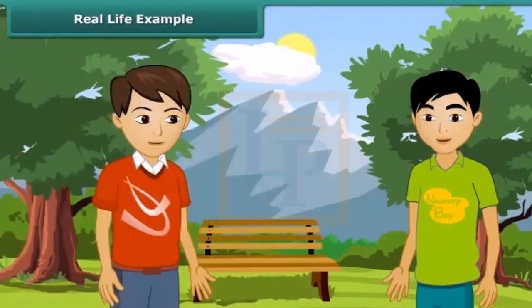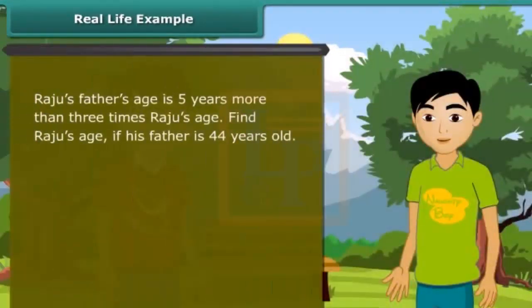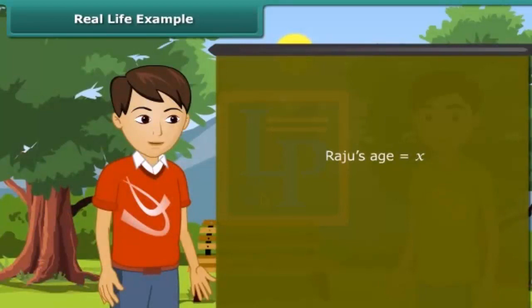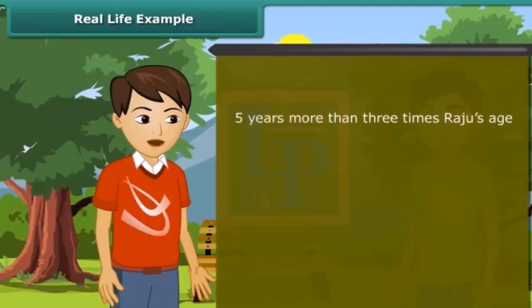Ajay, now you know how to solve the equation. There is one problem for you. Ask. Raju's father's age is 5 years more than 3 times Raju's age. Now find Raju's age if his father is 44 years old. We have to find Raju's age, therefore we will take it as x. Now 5 years more than 3 times Raju's age is 3x plus 5, which is equal to 44.